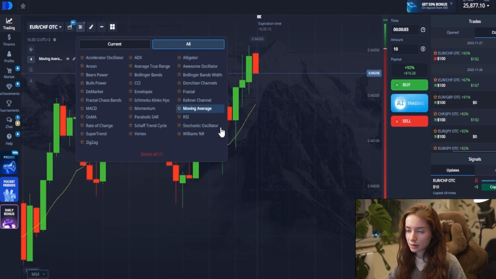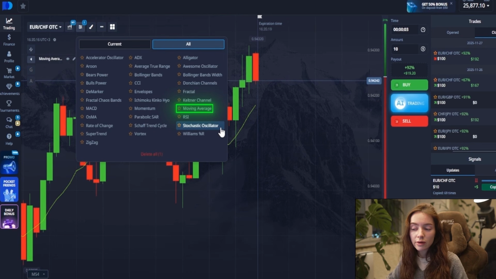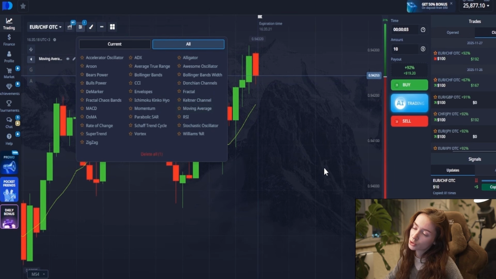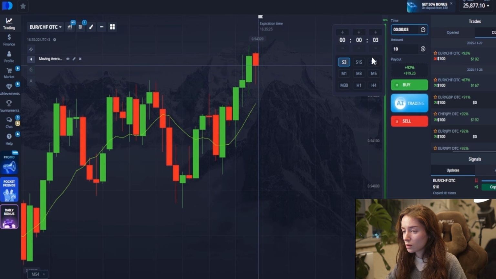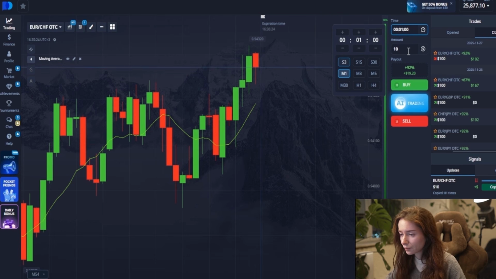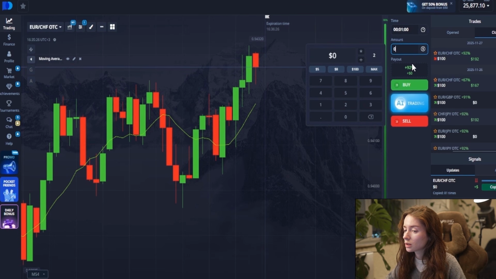The first indicator is a moving average. This is a moving average line that shows the average price of the period you choose. Our time frame is 1 minute. We'll also open the order for 1 minute. I'll set the parameters I'm going to use right away.